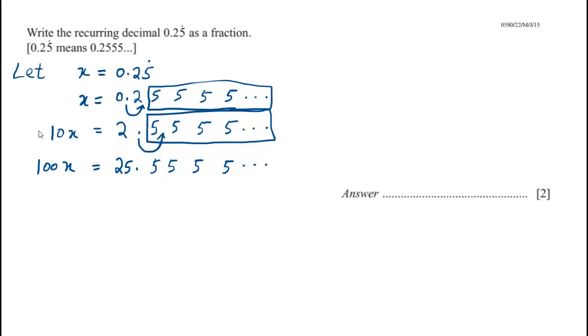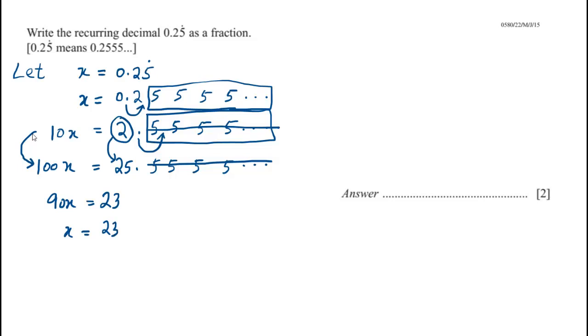Next we have to subtract this second step from the last one. So 100x minus 10x is 90x. Then we subtract the whole number, 25 minus 2, which is 23, and this recurring portion will vanish when you subtract. Now x is 23 over 90. So this is our final answer.